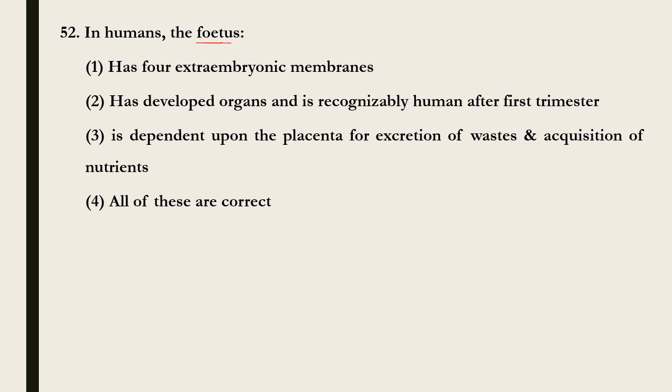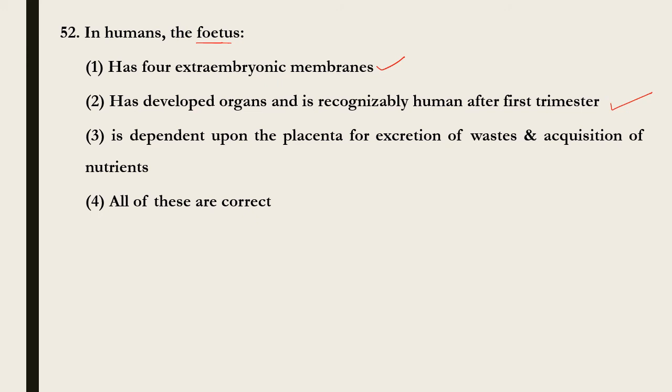So this embryo is surrounded by 4 extra embryonic membranes, that is chorion, amnion, allantois, and yolk sac. So it is correct. Next, the fetus has developed organs, because by the third month almost all major organs are developed and recognized after the first trimester. The first 3 months are considered as the first trimester. So that's also correct.